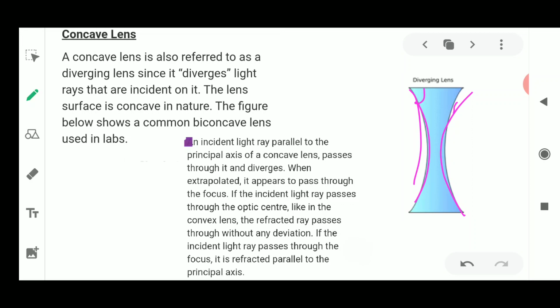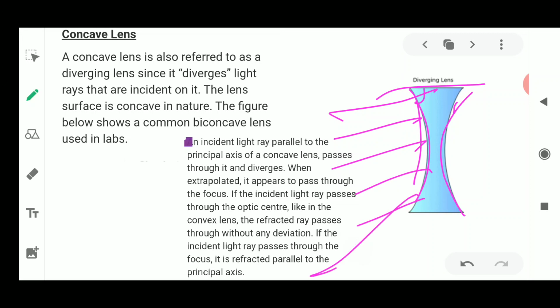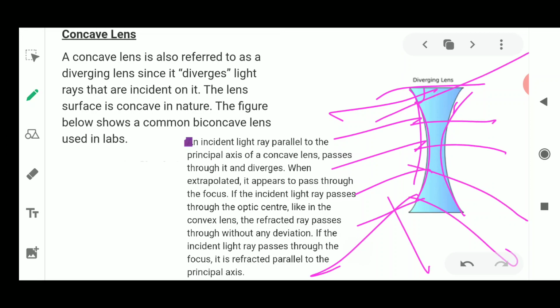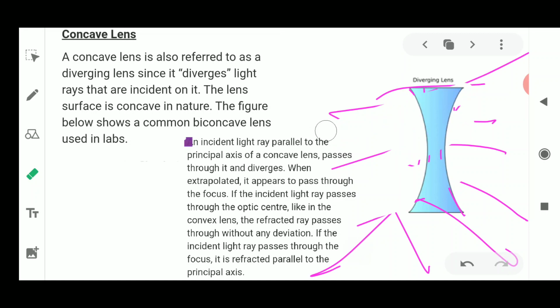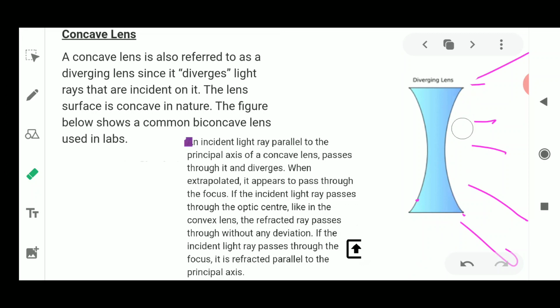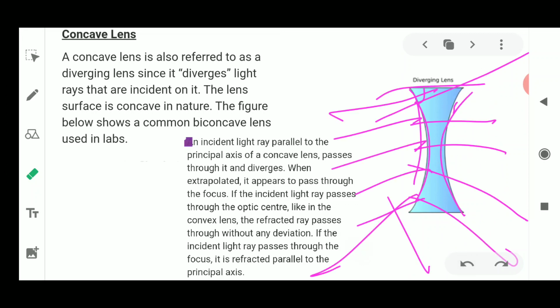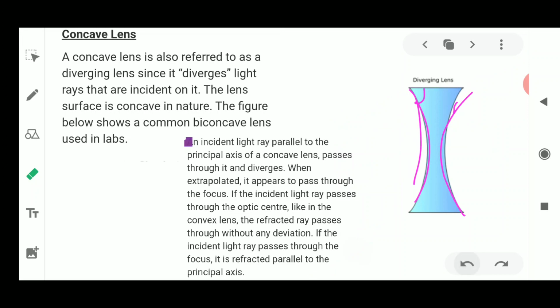This is also known as a diverging lens. Why is this called a diverging lens? Here the ray of light which is incident on this lens is going to be diverged in different directions. So that is the difference between the converging and the diverging lens. This converging and diverging lens knowledge is going to help a lot in understanding the diagrams related to them.